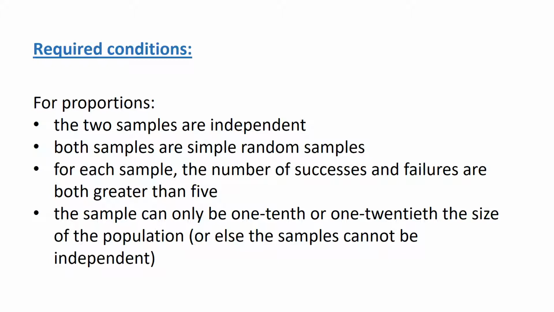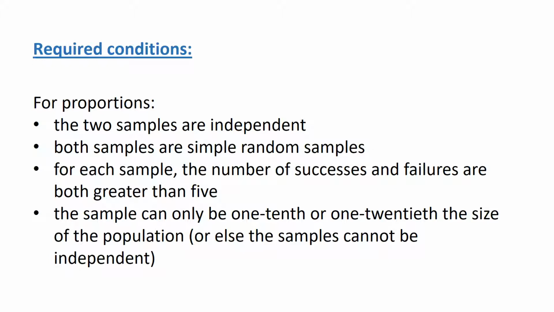If we want to compare two population proportions, then we need two independent samples from our two populations. They need to be simple random samples. For each sample, the number of successes and failures needs to be at least 5. In each sample, we need at least 5 successes and 5 failures, or these techniques don't work. And depending on which book or video you're looking at, our sample can only be 1/10 or 1/20th the size of the population.